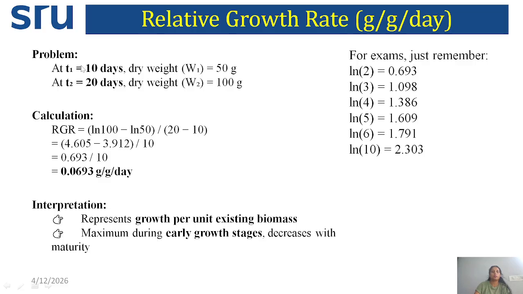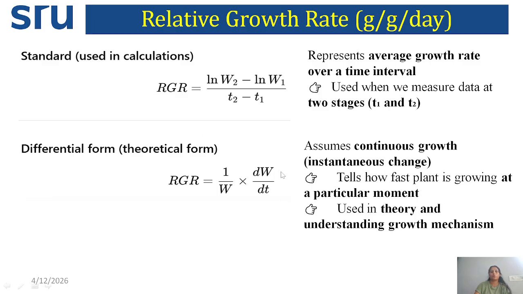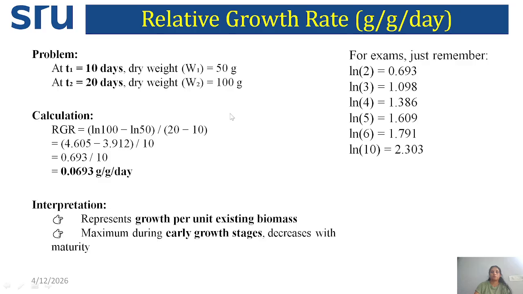For example, this is for the short period also. I am using the ln formula. T1 is 10 days, dry weight is 50 grams; T2 is 20 days, and dry weight at the end of 20 days is 100 grams. My suggestion is don't go for the direct formula. Use this ln formula to get a correct value, because growth takes place exponentially, not linearly. We don't find linear changes over a time period; we find exponential growth. That's why please use this formula to identify the relative growth rate.